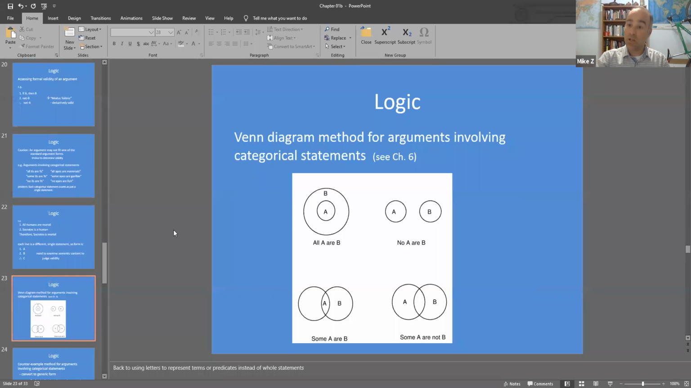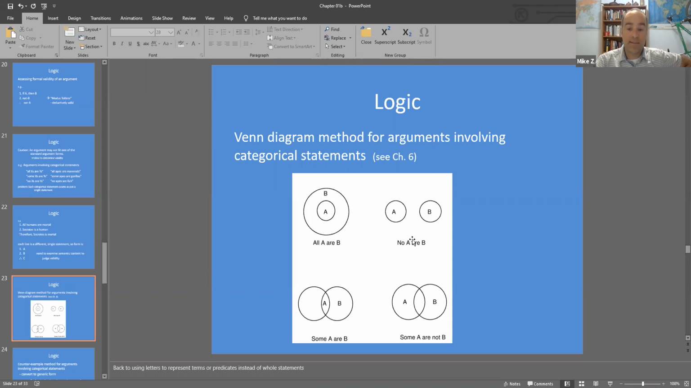One of the ways that we can do it that I won't talk about further here is drawing Venn diagrams to represent the categorical statements. That will help give us some insight as to whether the arguments we're dealing with are deductively valid or invalid. So if we had a situation where all A's are B's, then the circle for A's is completely inside the circle for B. Everything that belongs in the A circle also belongs in the B circle. So that's how we would represent all A's are B's.